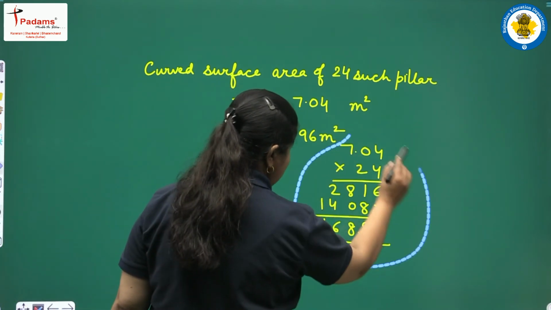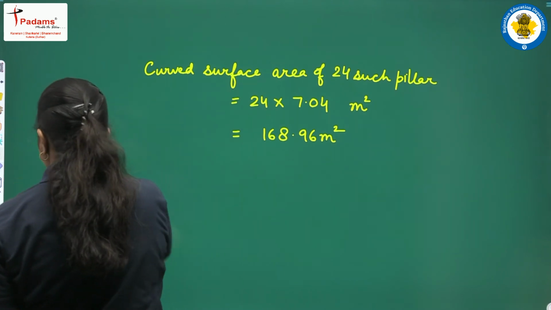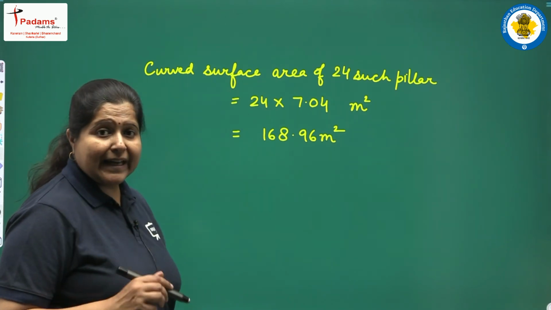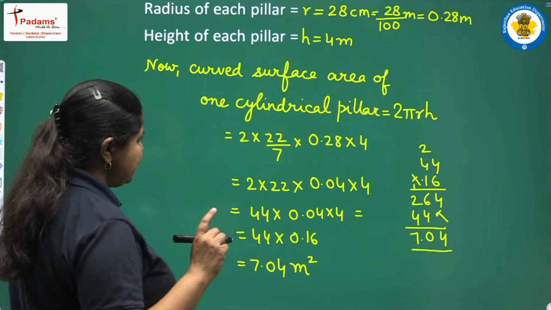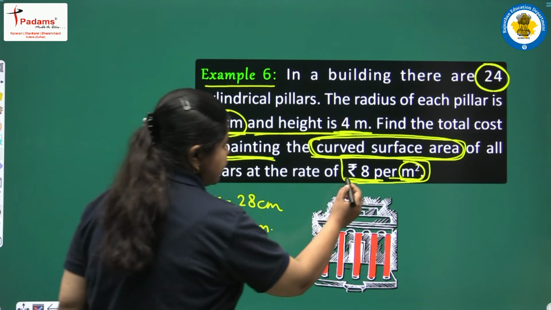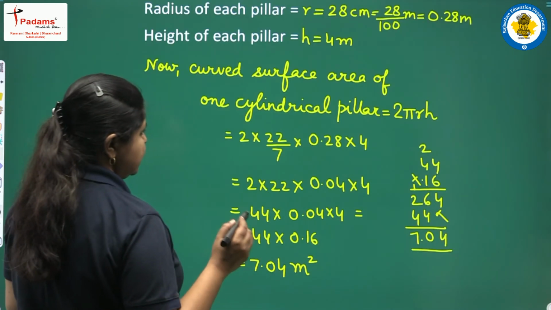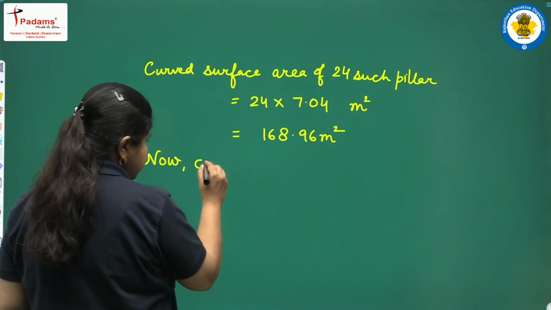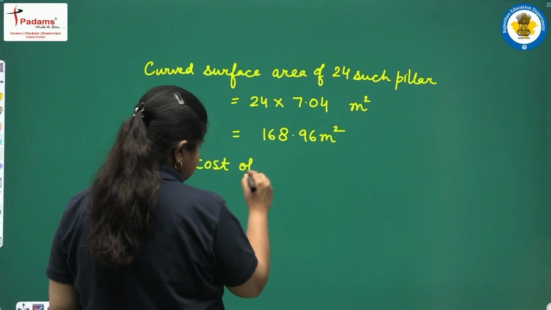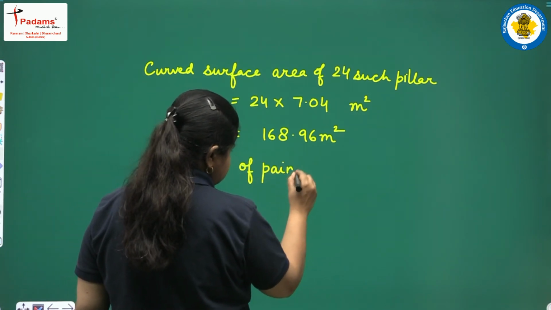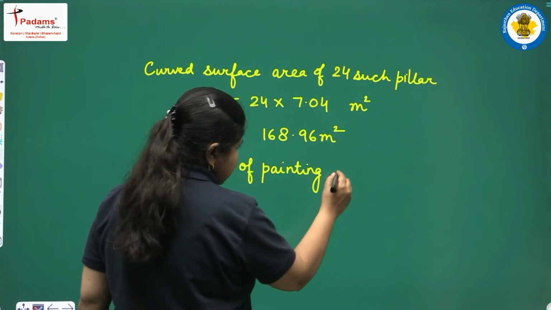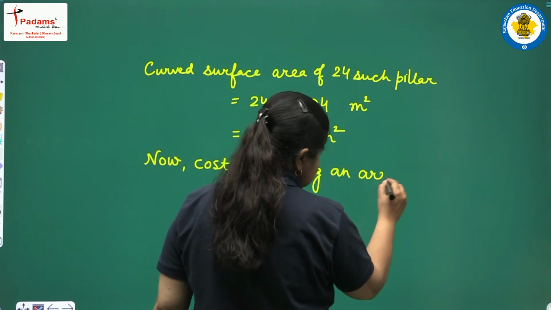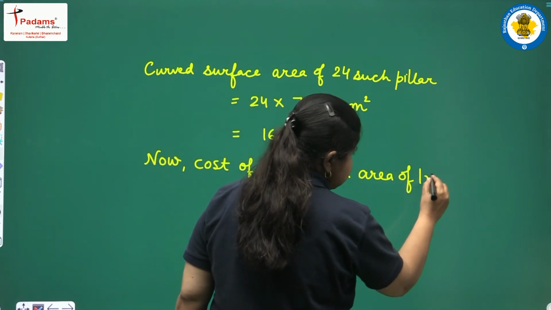We have to find the cost of painting these pillars. इन pillars को अब paint भी करना है and the cost of painting we have been given, it is rupees 8 per meter square. So we write here now cost of painting an area of 1 meter square.